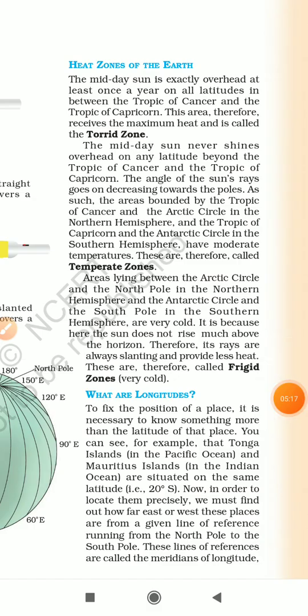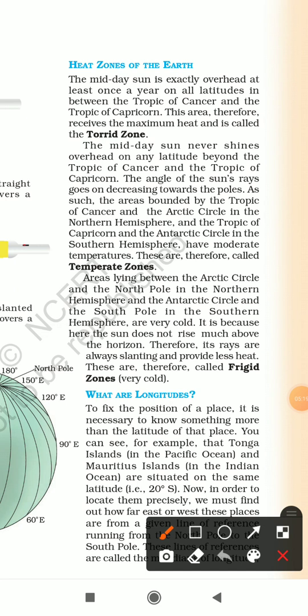Now, let us talk about the different heat zones of the earth. The midday sun, or during the afternoon time, the sun is exactly overhead at least once a year on all the latitudes between Tropic of Cancer and Tropic of Capricorn. This area therefore receives maximum heat and is called torrid zone. So torrid zone is the area between Tropic of Cancer and Tropic of Capricorn.